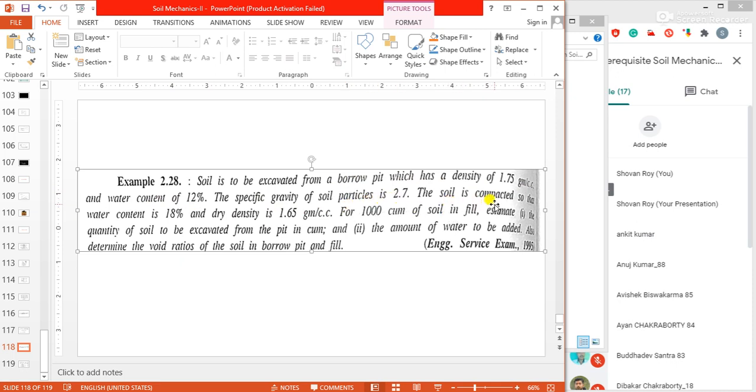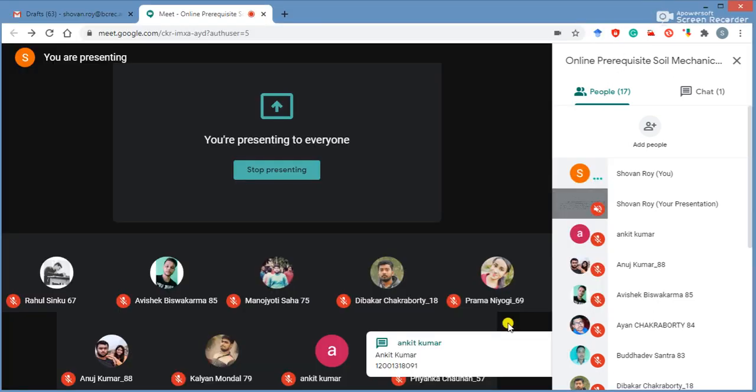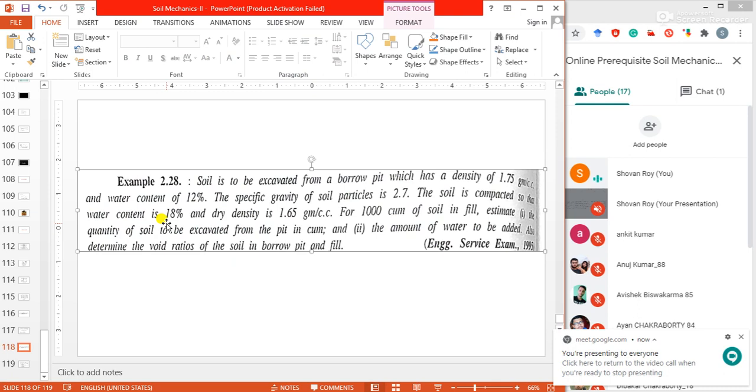The soil is compacted so that water content is 18% and dry density is 1.65 gram per cc. For 1000 cubic meter of soil in field, estimate, number 1, the quantity of soil to be excavated from the pit in cubic meter, and the amount of water to be added. Also determine the void ratio of the soil in borrow pit and fill.